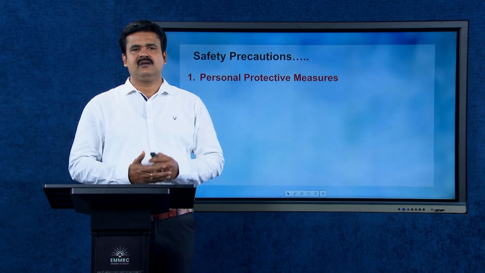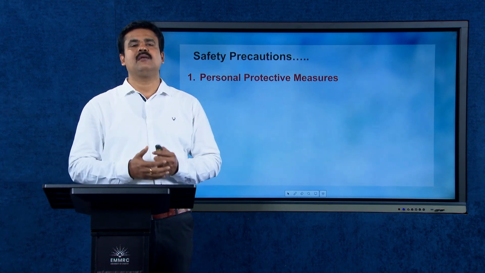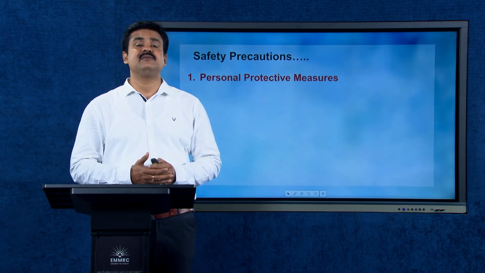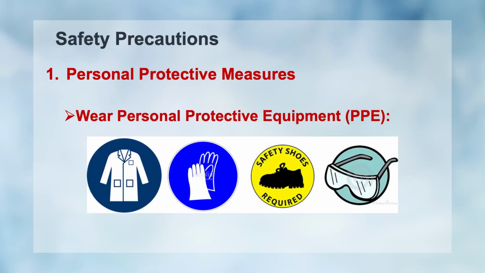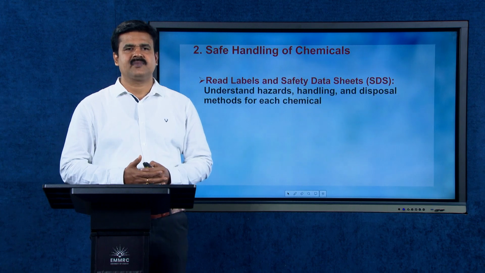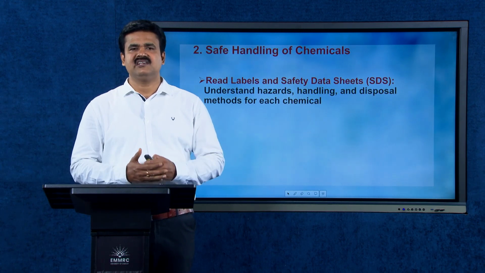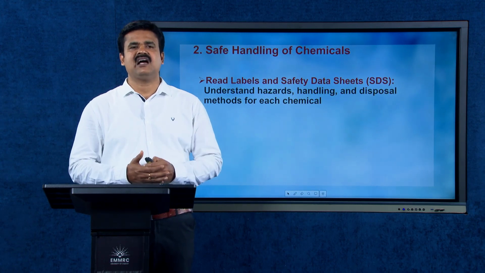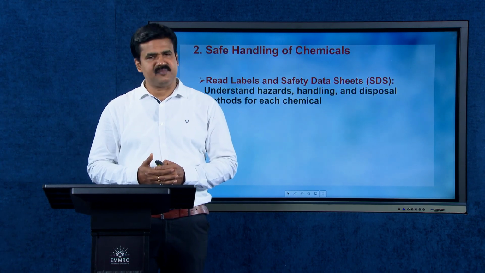First of all, we are discussing personal protective measures, which is of supreme importance as far as safety precautions are concerned. Wear personal protective equipment, abbreviated as PPE. The PPE involves lab coat, gloves, shoes, goggles and so on. Safe handling of chemicals: read labels and safety data sheets or SDS. Understand hazards, handling and disposal methods for each chemical.